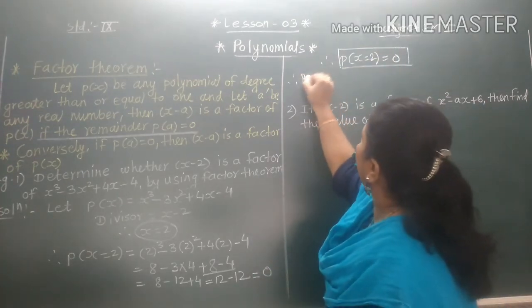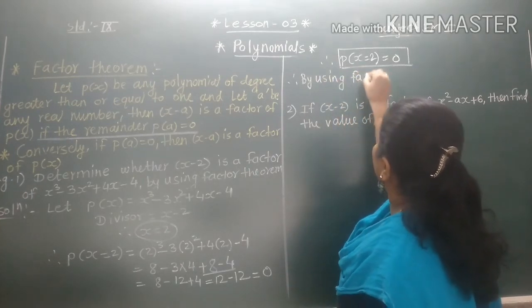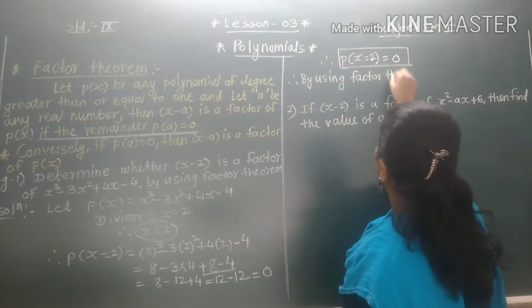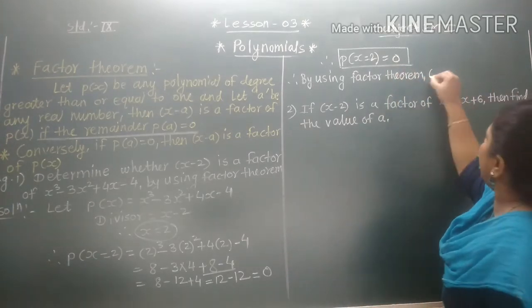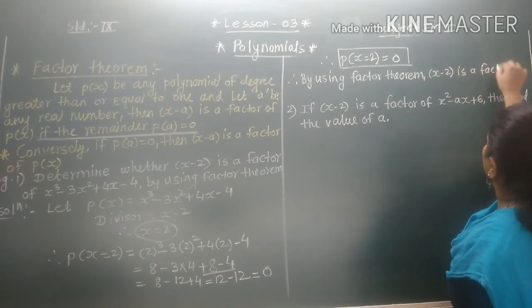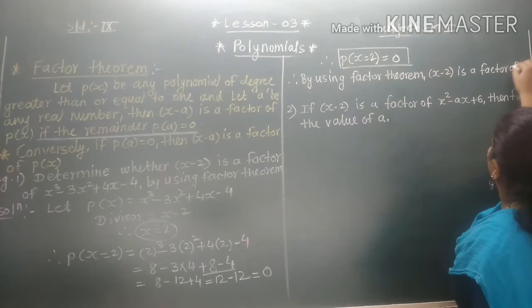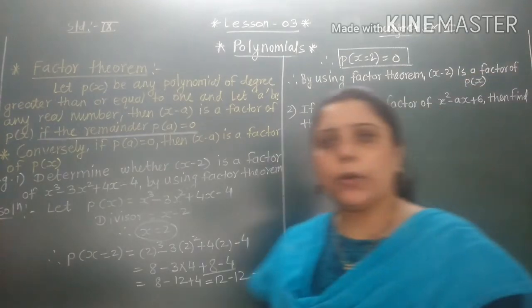Make a box over here for the answer. Therefore, by using the factor theorem, x minus 2 is a factor of P of x.